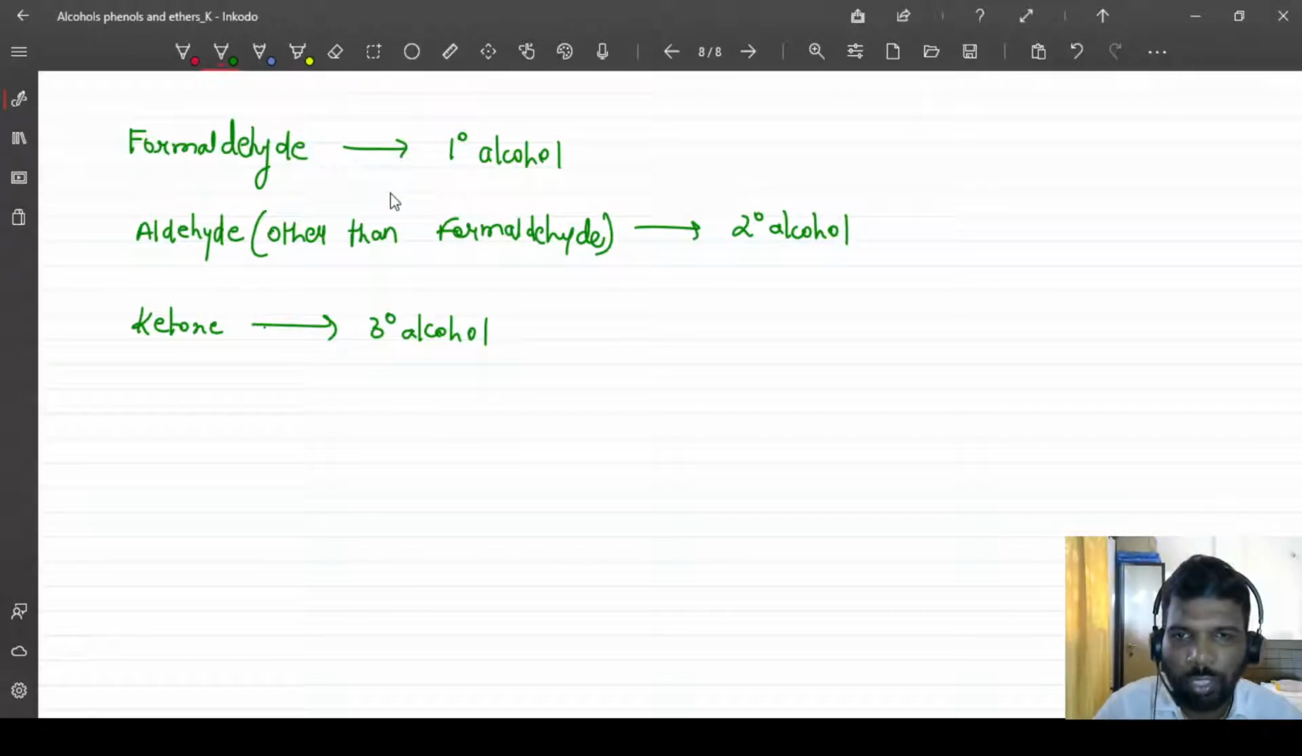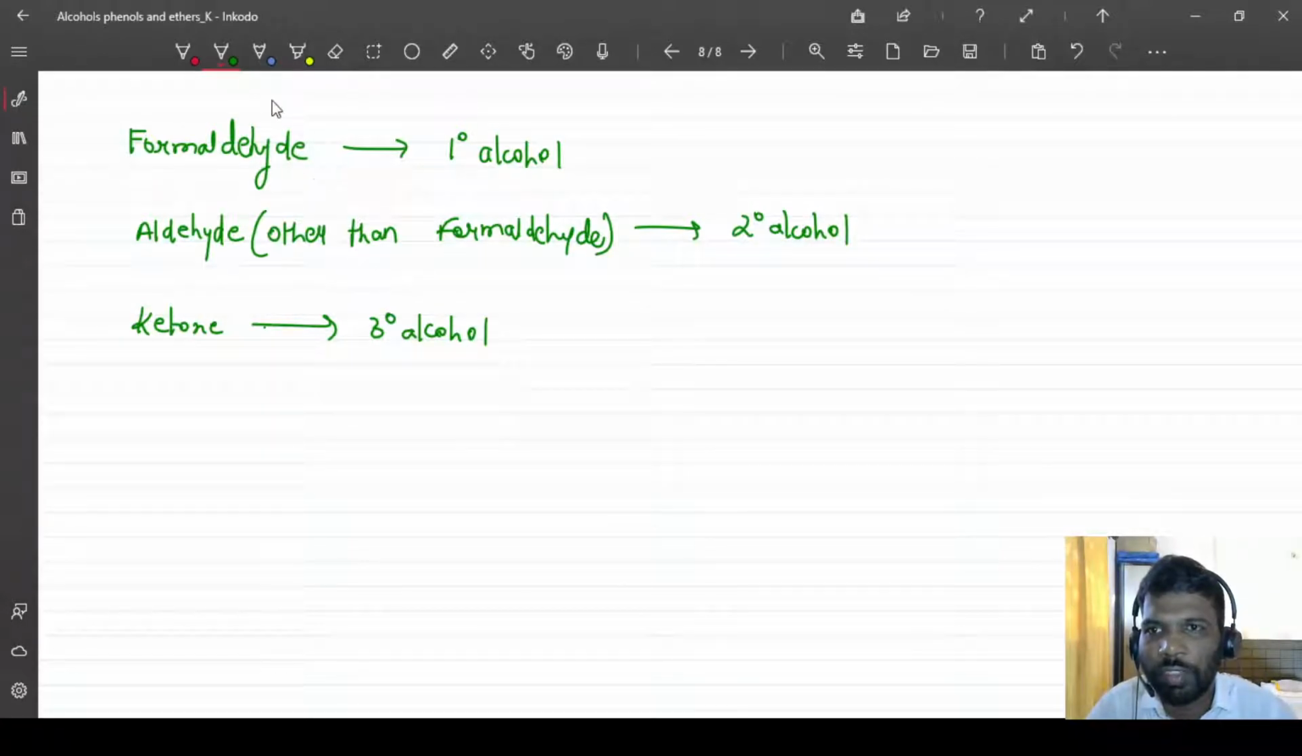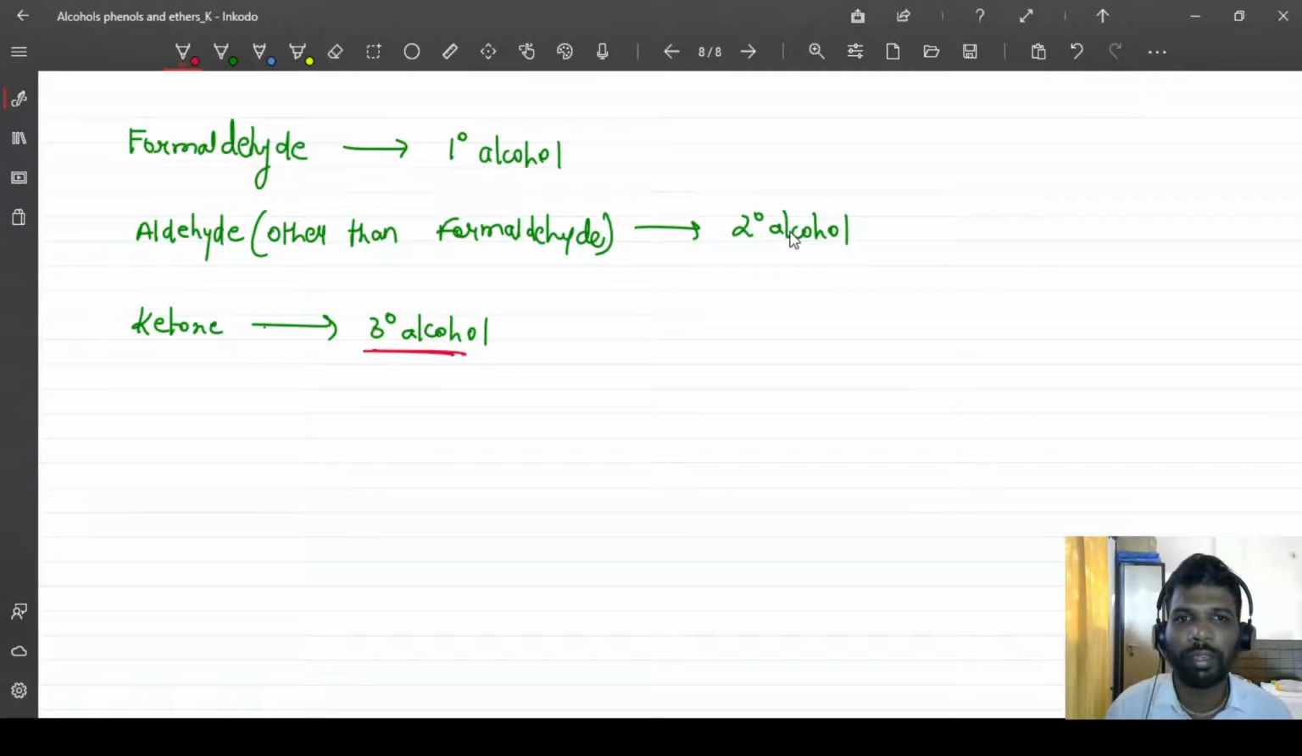So the advantage of this over the reduction method is that we can prepare a tertiary alcohol. In the reduction method, we were able to prepare only primary and secondary alcohols, and there was no scope for preparing the tertiary. Reduction of the aldehyde gives a primary alcohol and the ketone gives a secondary alcohol. So if you want to prepare a tertiary alcohol, you can take the help of the Grignard reagent with a carbonyl compound, that is an aldehyde or a ketone.